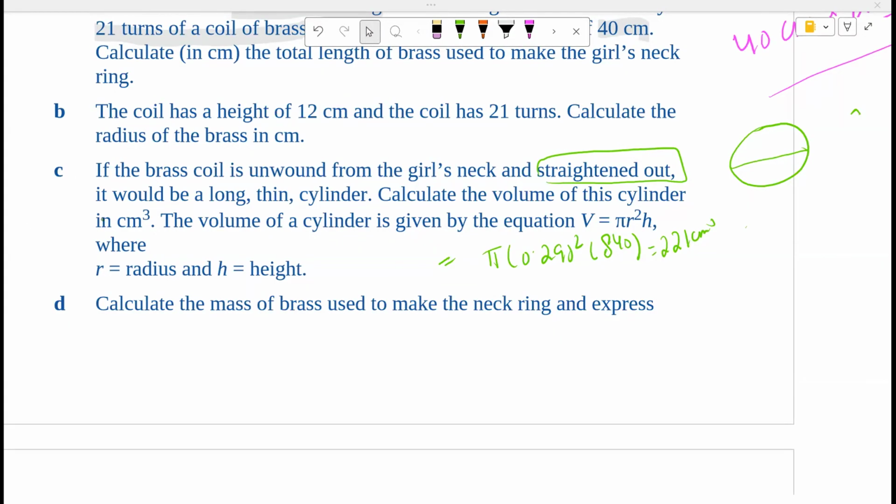So the volume would come out to be this part here. Volume formula was given in the question. V is equal to pi r square h. R was calculated in the previous part as 0.29 and straightened out height was 840. So after multiplying this, we get a volume of 221.